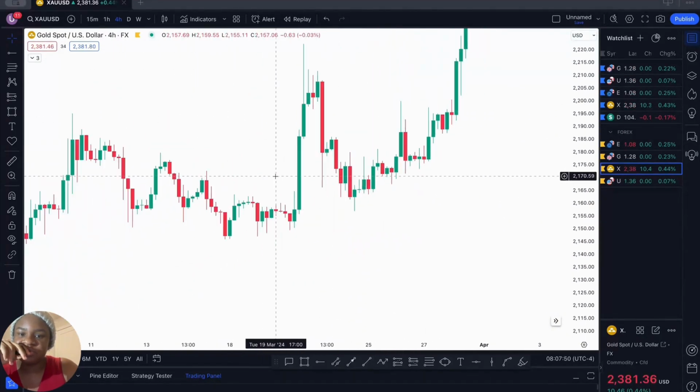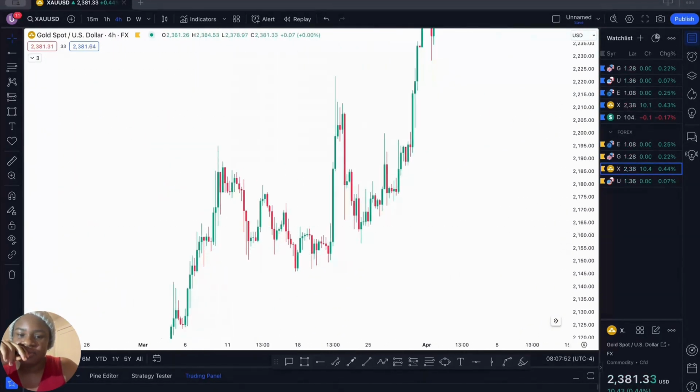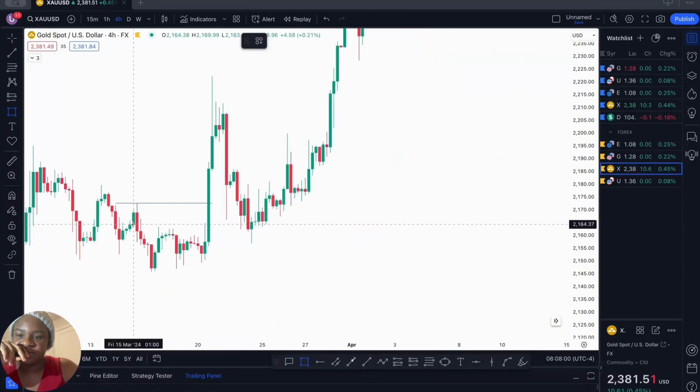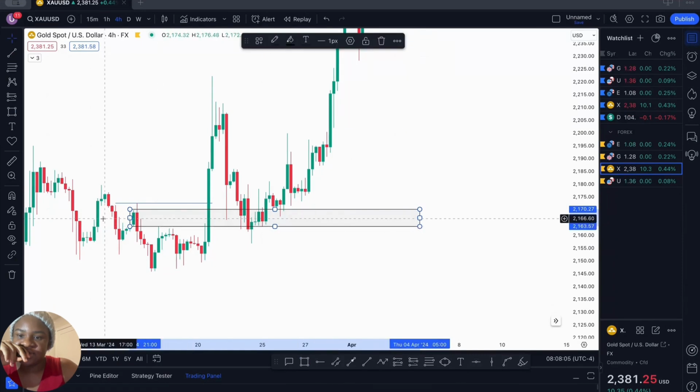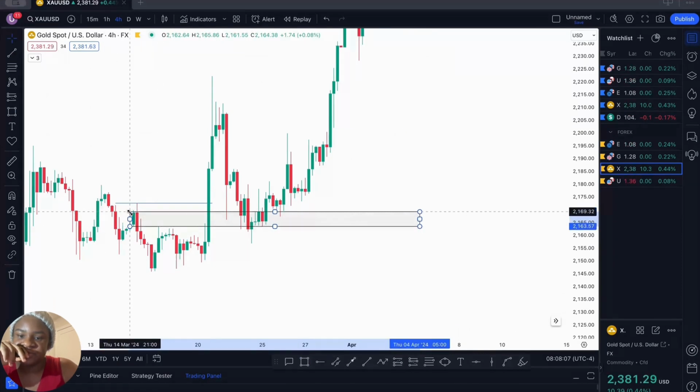Let me look for one of a bullish momentum. What am I seeing here? I'm seeing a change of character here. Market shifted momentum here. And what are you doing? You're going to mark this last bullish candle here as a point of entry. Can you see it, right? It's a point of entry.